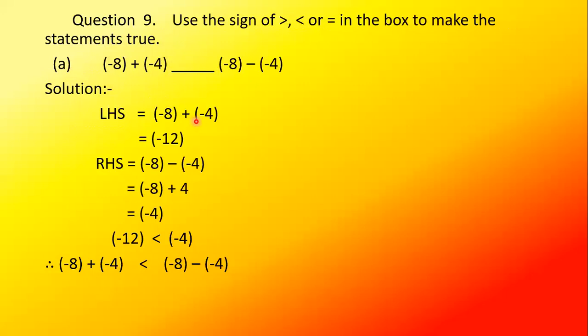So add their absolute value and give the negative sign. 8 plus 4 is 12, and negative 12. So -12 we got. Now same way we will solve the RHS. What is given on the right hand side of the blank space is -8 minus -4.